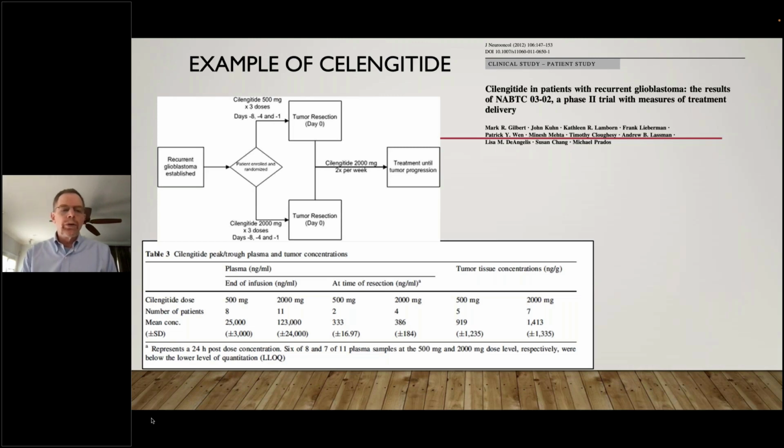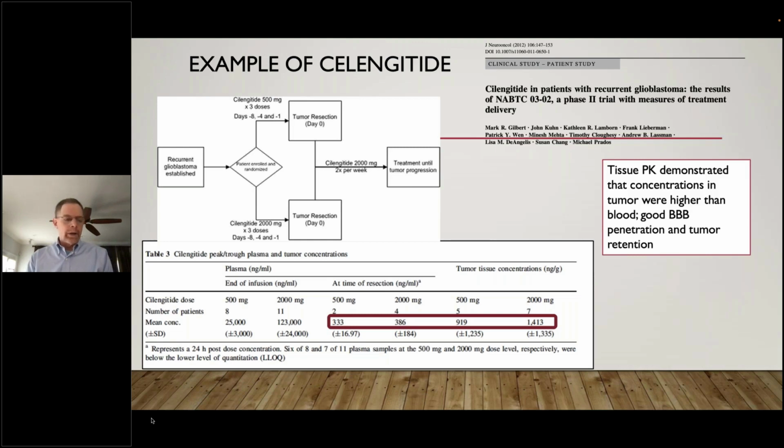We used 2 doses, 500 milligrams. The patients received 3 doses before they went to the OR, or 2,000 milligrams. And what I want to point out is at the time of resection, there was actually more drug in the tumor tissue, which is on the right-hand side, than there was in the blood. And so this was, I think, confirmation that we had not only good delivery, but actual retention in the tumor.